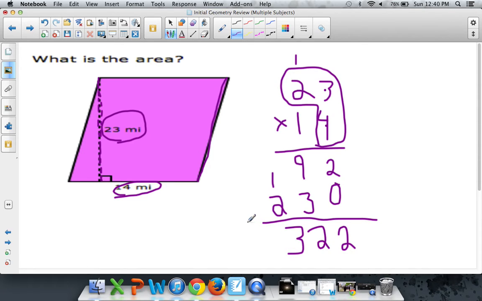Happy day! 322. What does it say right there? It says MI. Is that miles? I'm not sure what MI is, but if it's miles, that's a big parallelogram. 322 mi squared. Simple, simple, simple.